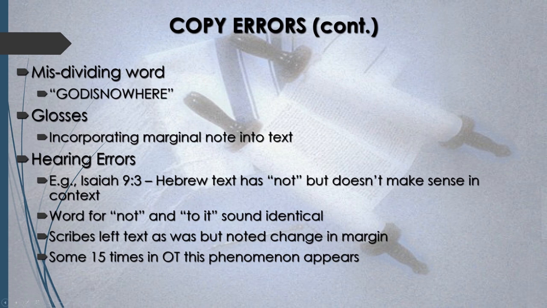So what we see here is a bunch of letters together, but where do you divide? What does this say? Now, if you divide after D and after the S, then you get God is nowhere. If you were to divide after the D, after the S, and after the W, you get God is now here. So which is it supposed to be?